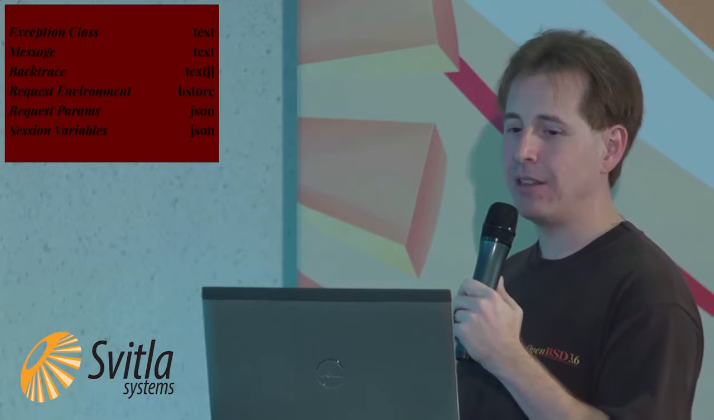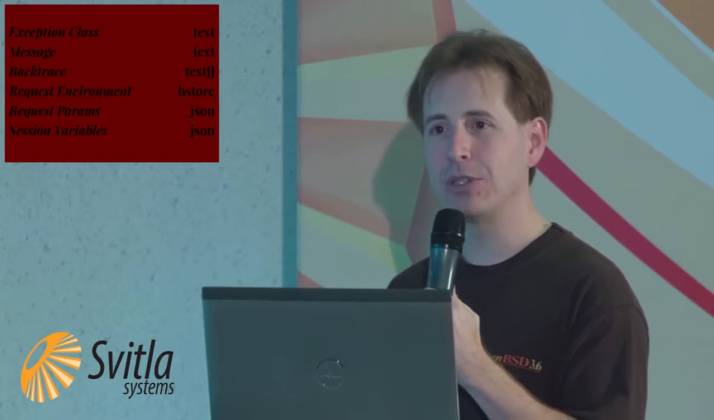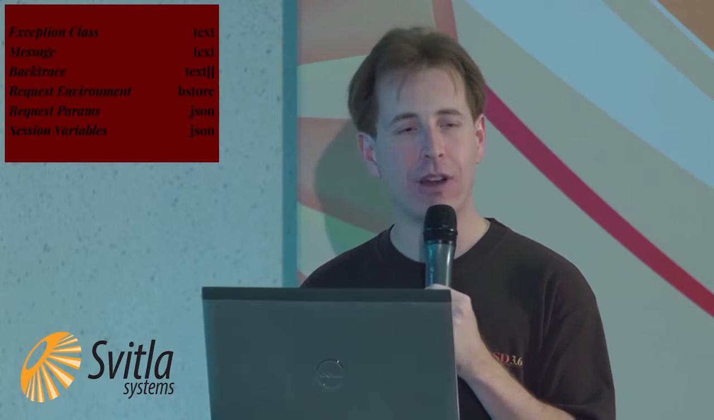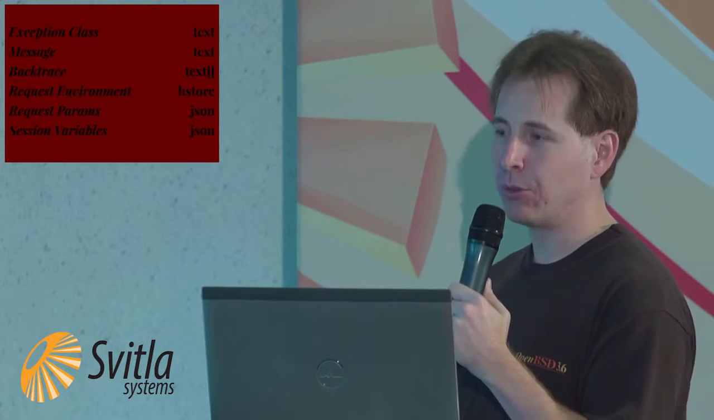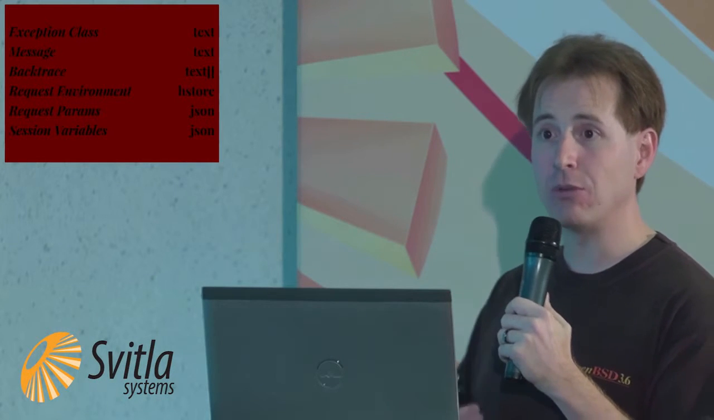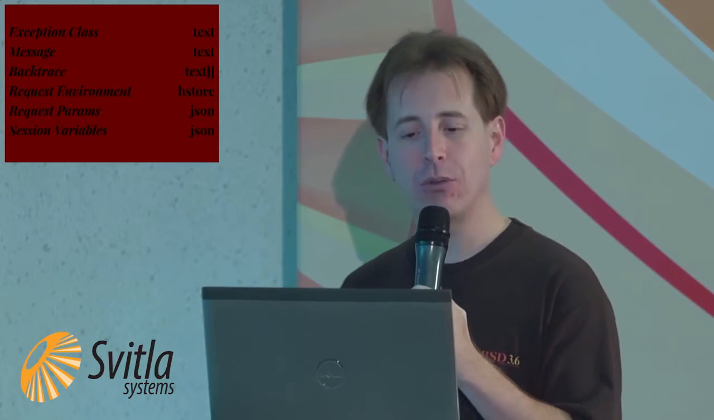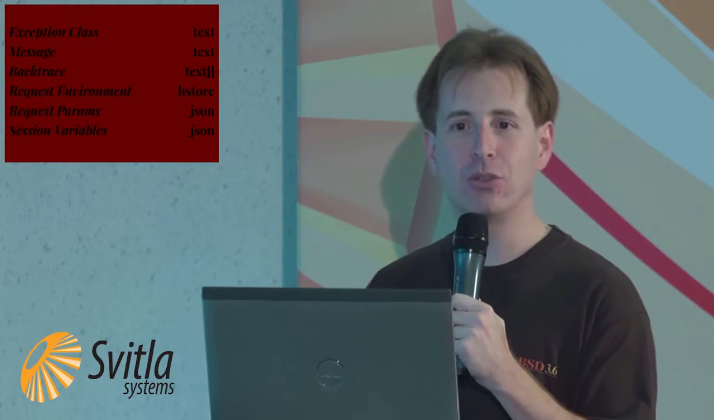Now, as you might expect, the main table in the application stores errors. And using Postgres types, there is only a single row created for every error. Here are some of the fields that are stored. First is the exception class and the exception message, which are both stored as plain strings. Then there is the backtrace for the exception, which is stored as an array of strings. It also stores the request environment, which fits nicely into an HStore, since keys and values are generally strings. And finally, it stores the request params and session variables as JSON, since they often contain nested structures.